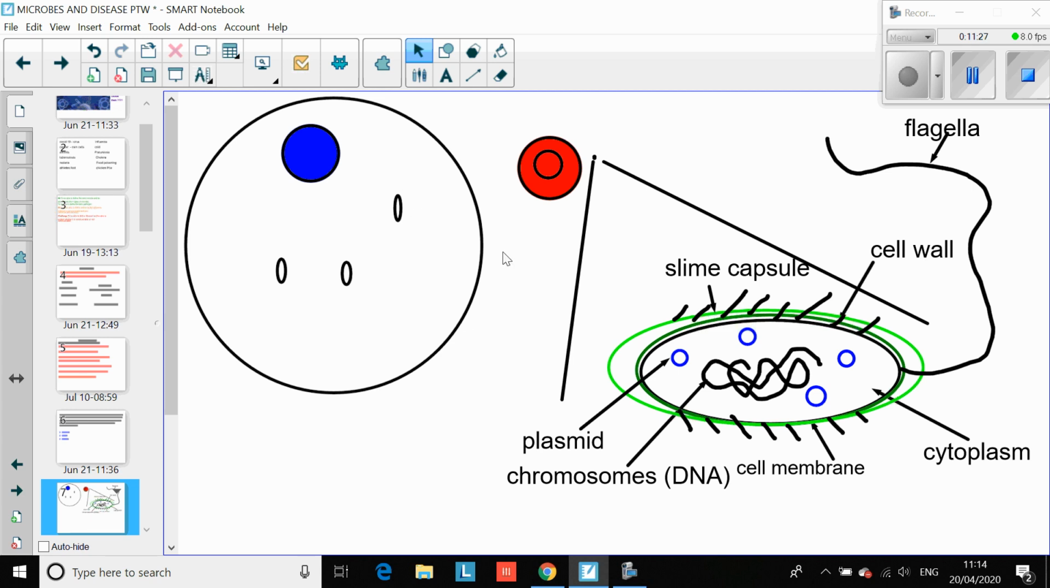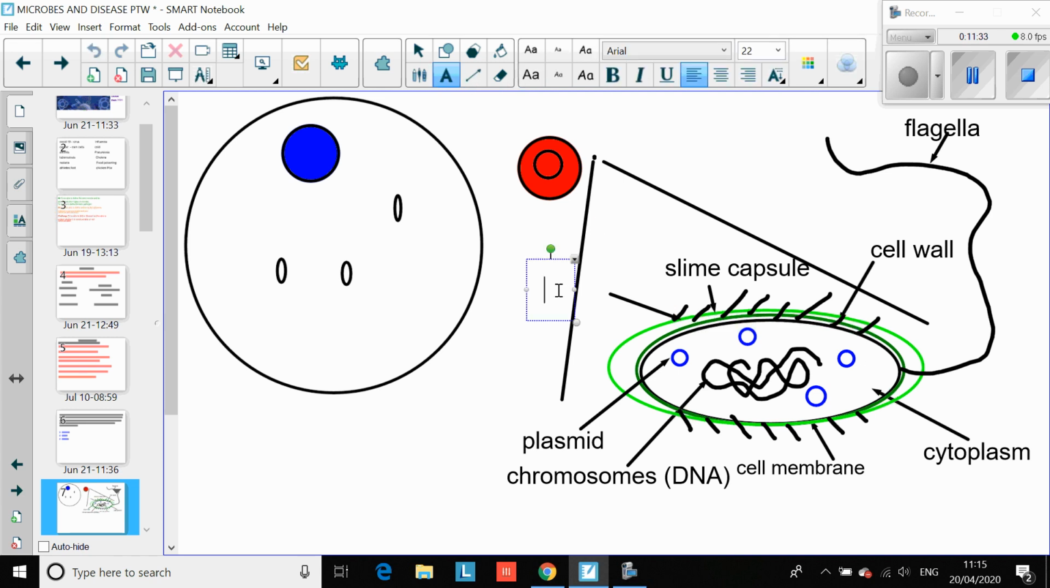Okay, so let's just label those up. Those are cilia. Sorry, this diagram's getting a little confused. Cilia. Just going to get rid of these.